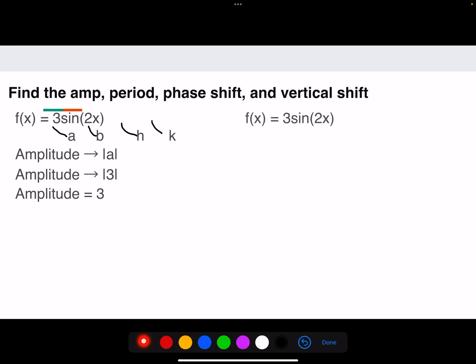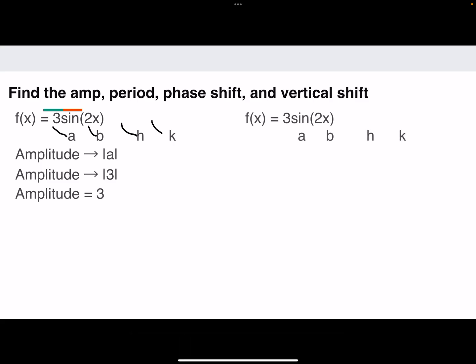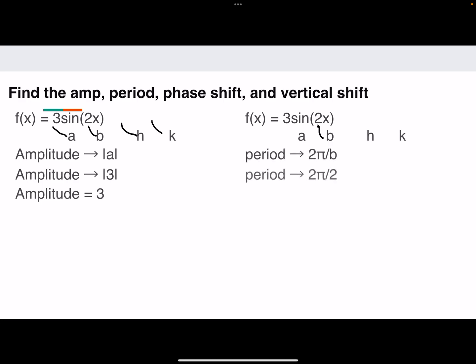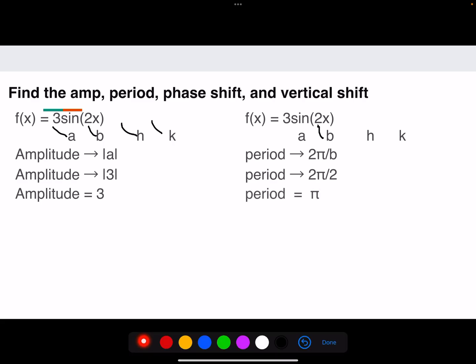The period is going to take that second number there, that B, and it's always going to be 2 pi divided by that B. So here we're going to say 2 pi divided by 2, and our period is going to be pi, or 1 pi.